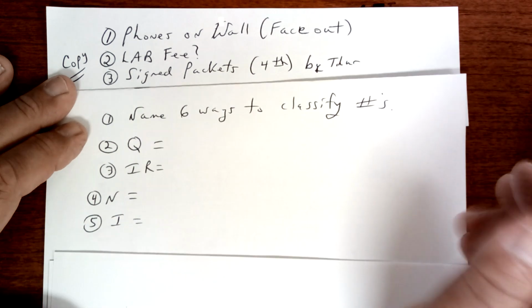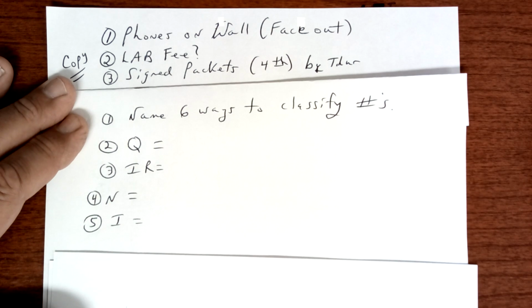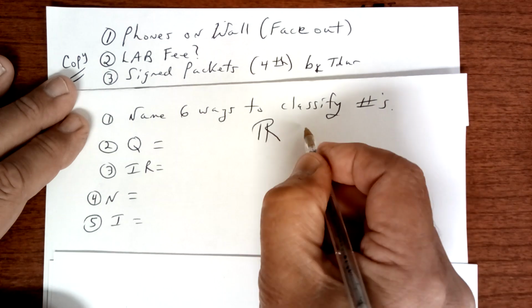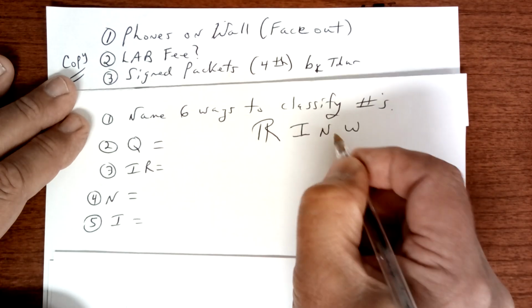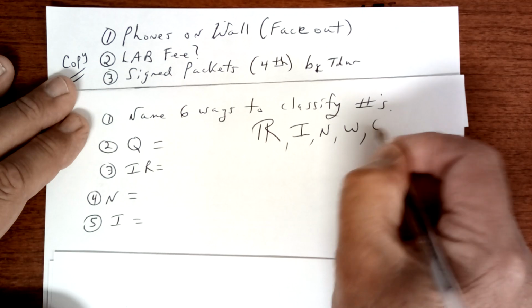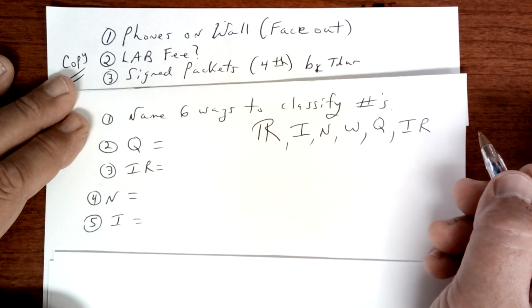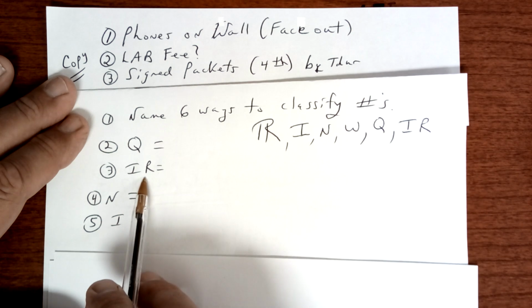Okay, 6 ways to classify numbers. Let's talk about that. Well, all numbers are real numbers. You have integers. You have natural numbers, whole numbers. You have rational numbers, and you have irrational numbers. Now, if you look here, it says irrational number. This one says rational number.